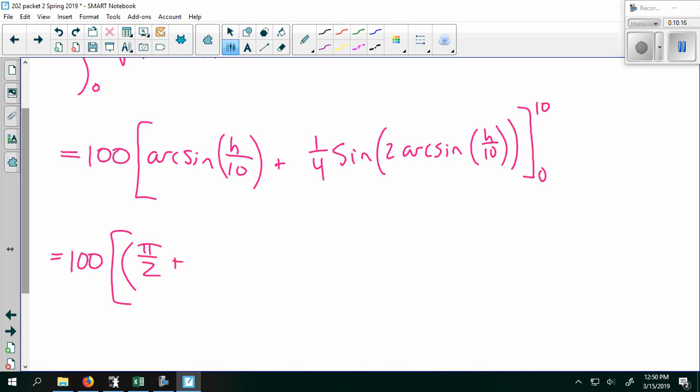And then, let's see, I'm going to do it again over here. So arcsine of 1 is pi over 2 times 2 is pi. The sine of pi is 0. A fourth times 0 is 0.